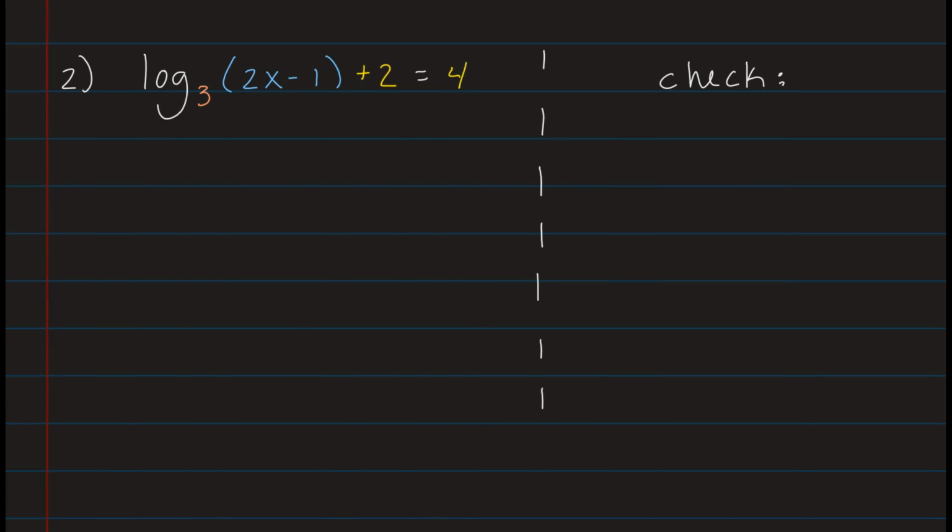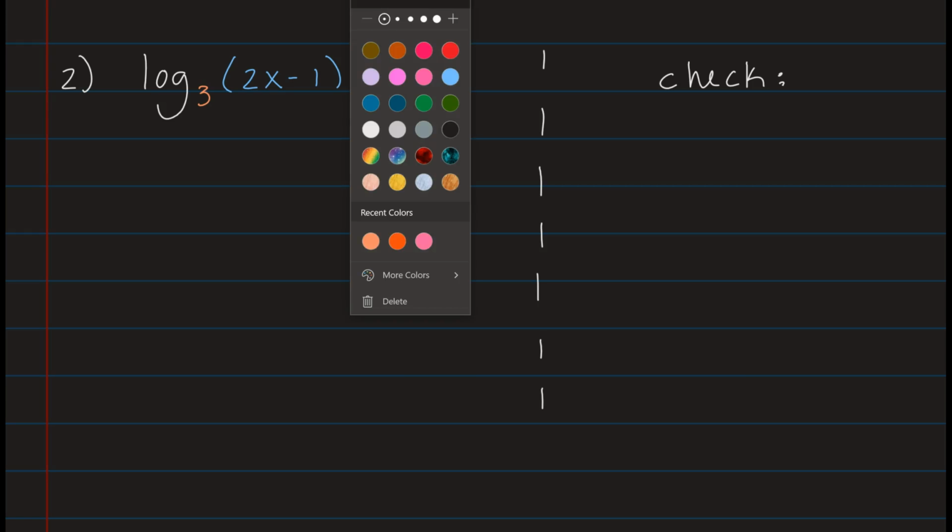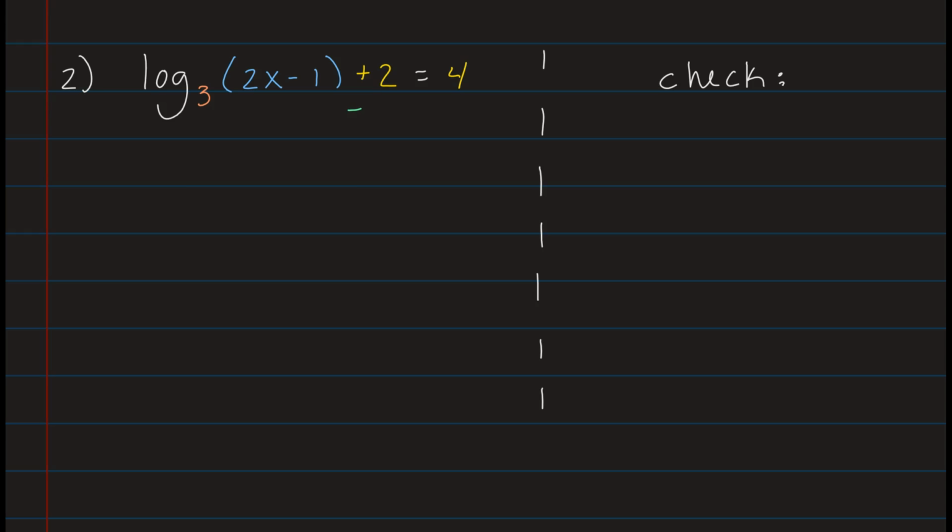All right, back to number 2. Step 1 tells us to isolate the logarithm. So here I have log base 3 with the argument of 2x minus 1, meaning I do have an extra number there, that plus 2, that is not part of the log. So my first step is to move that positive 2 away. I do the opposite operation and I subtract 2.